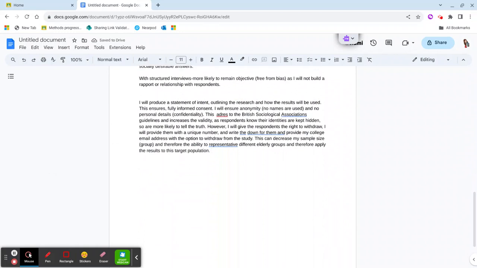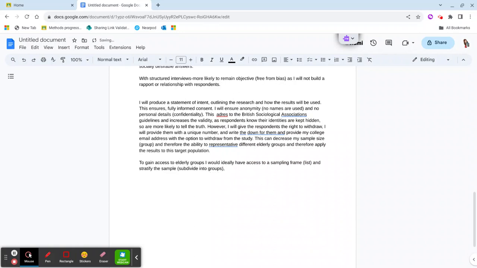Okay, sample. So to gain access to elderly groups, I would ideally have access to a sampling frame, so a list, and stratify the sample. I'd subdivide into groups.